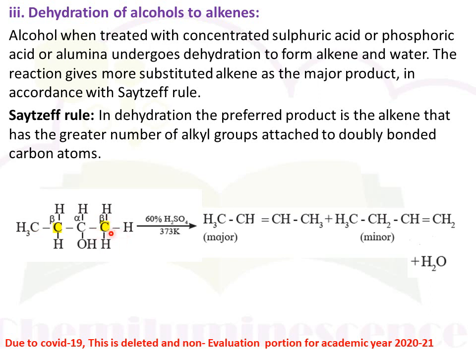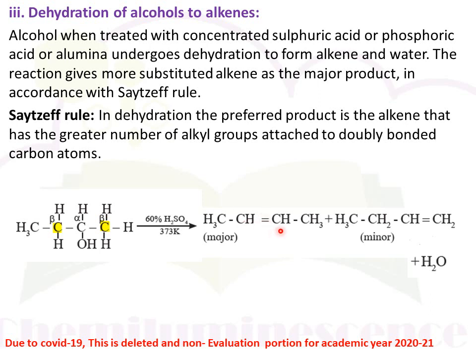When this dehydration reaction takes place, the alcohol reacting with concentrated sulfuric acid, the hydroxyl group from the alpha carbon is removed and a hydrogen from the beta carbon is removed. If the hydroxyl group is removed from the alpha carbon and the hydrogen is removed from the first beta carbon, then the product formed is this one. The second possibility is that the hydrogen is removed from the second beta carbon, then the product formed is this one.